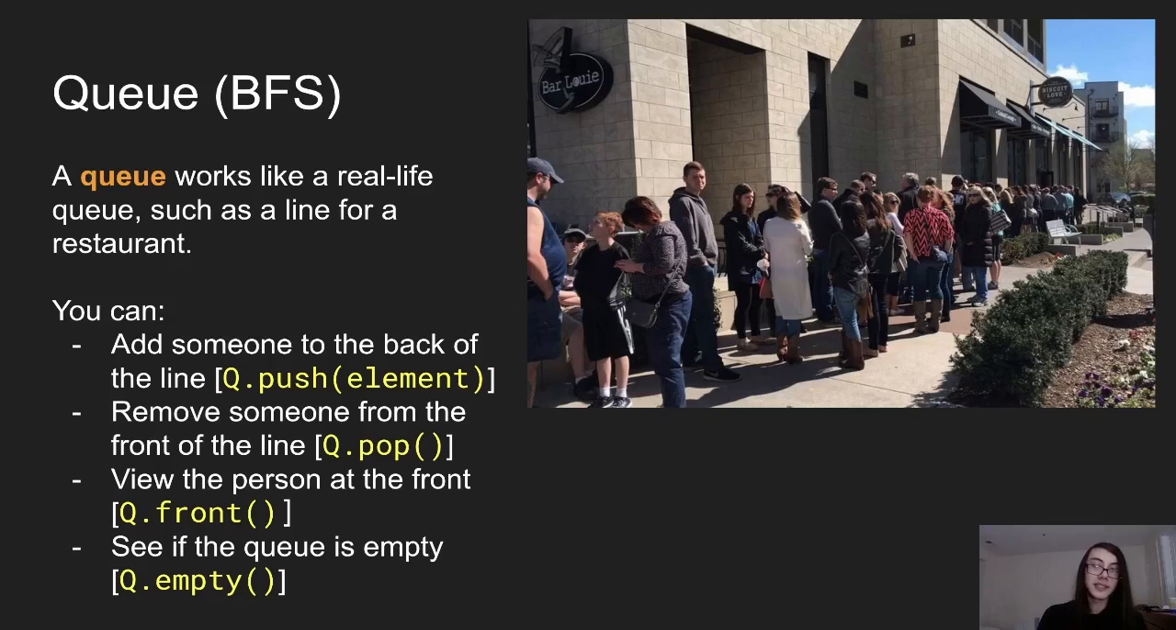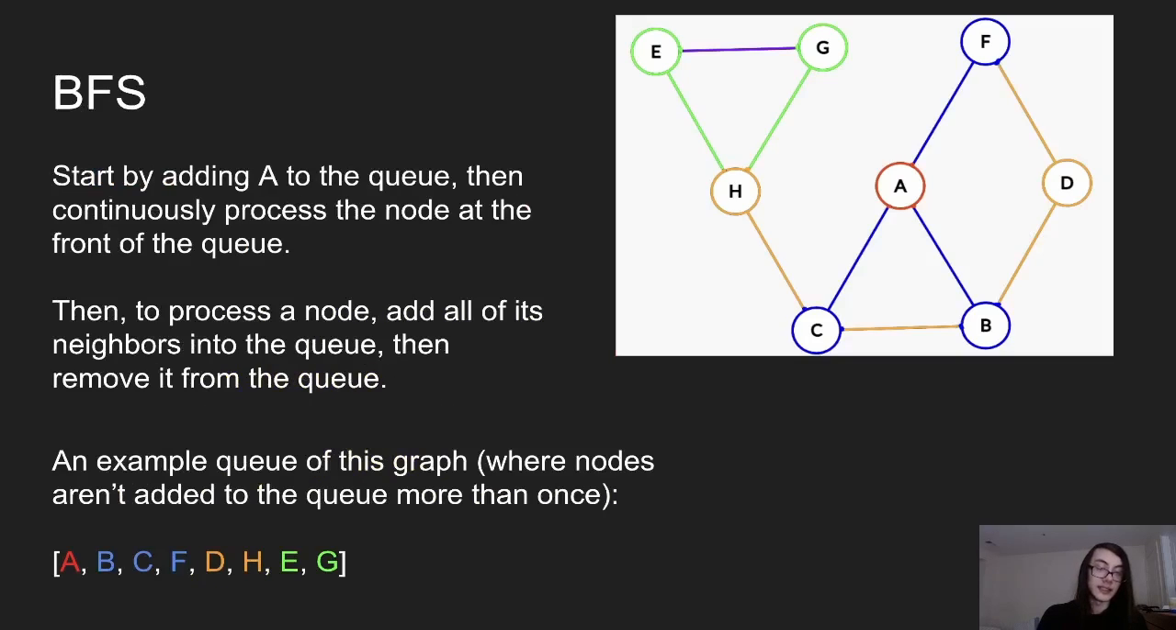And in the context of this problem, why is a queue useful? Because this will allow us to process a node then its neighbors. We start by adding the target node to the queue. Then we continuously process the node at the front of the queue. And when we process a node, we add its neighbors to the back of the queue. Then we remove that node from the front of the queue, the node that we're currently processing. Do you see how doing this will process nodes in order of distance?